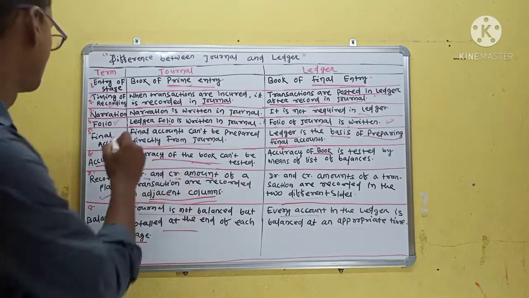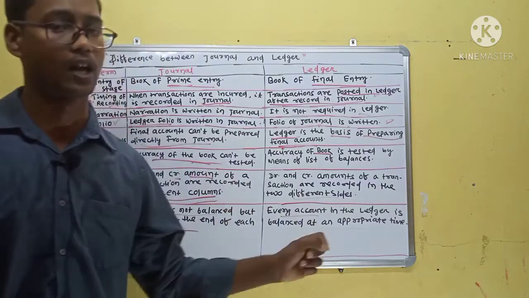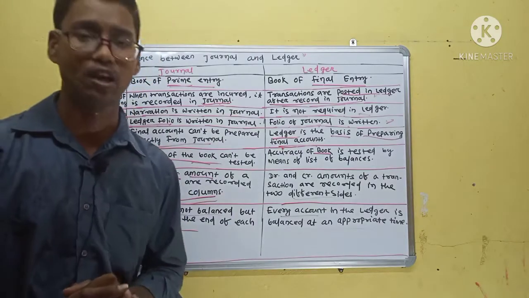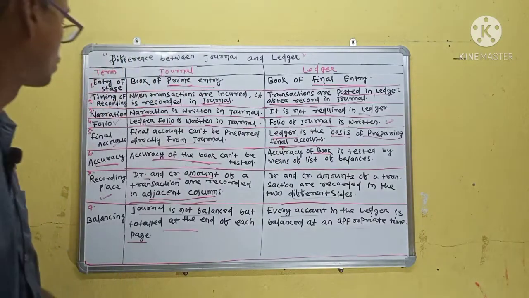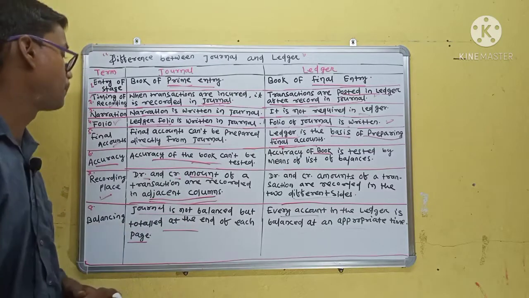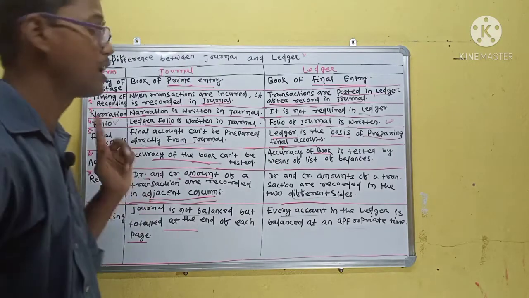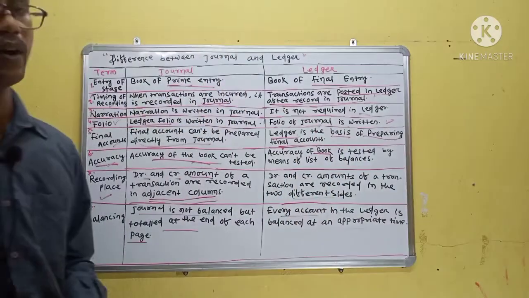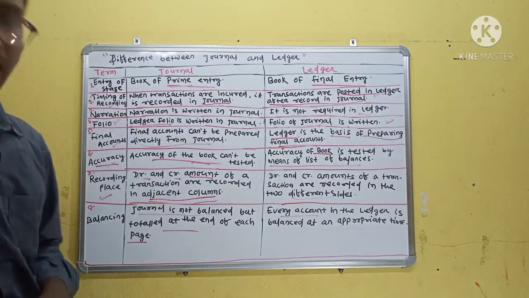And fifth term is final account. We cannot prepare final accounts directly from the journal, but we can prepare the final accounts directly from the ledger. So ledger is the basis of preparing final accounts, but journal is not the basis of preparing final accounts. And the sixth term is accuracy. We cannot test the accuracy of a journal, but we can test the accuracy of a ledger through the list of balances.